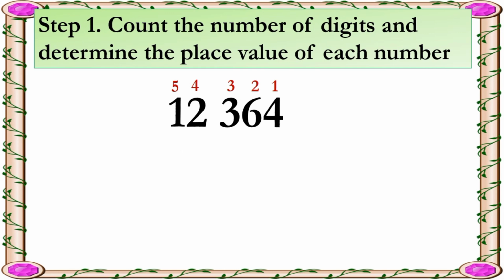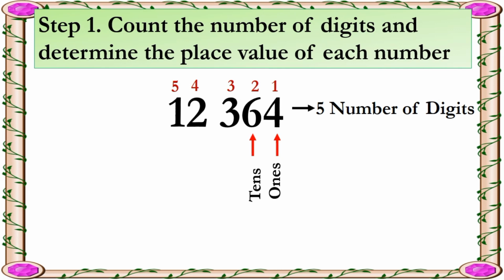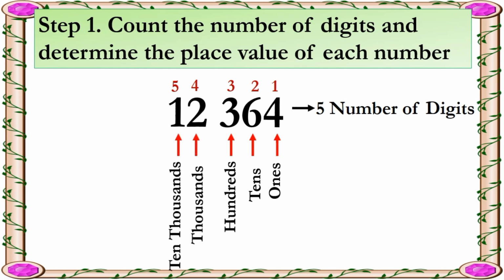So, in 12,364, there are 5 number of digits. Then, determine the place value of each digit. 4 is in the ones place. 6 is in the tens place. 3 is in the hundreds place. 2 is in the thousands place. And lastly, 1 is in the 10,000s place.